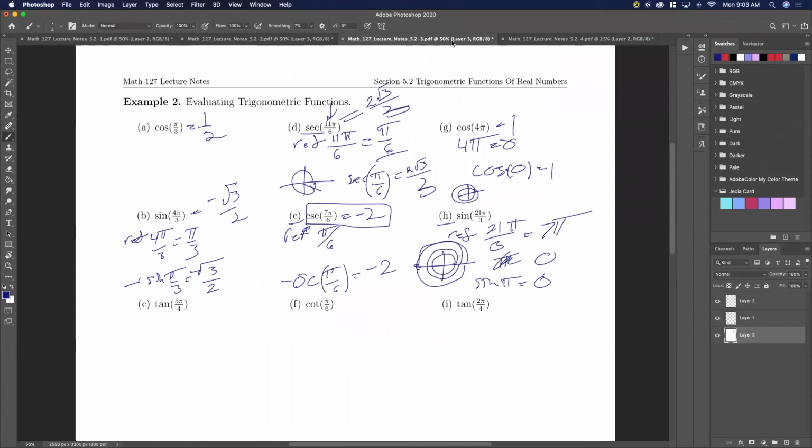Yes. All right. So here I have sine of pi is 0. Also, sine of 0 is 0, because that's really the reference angle.